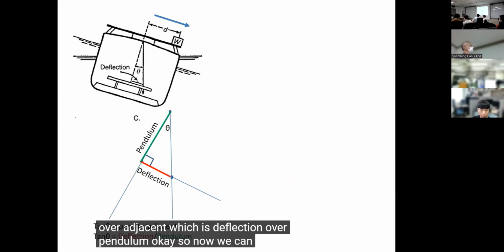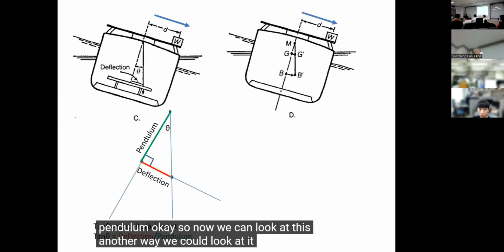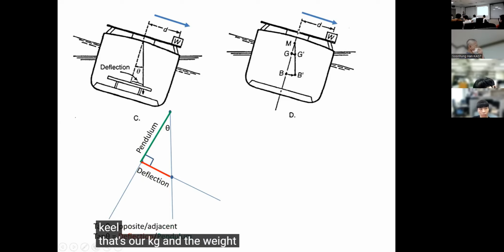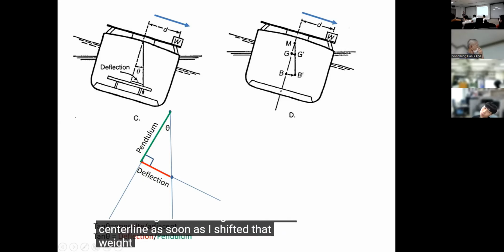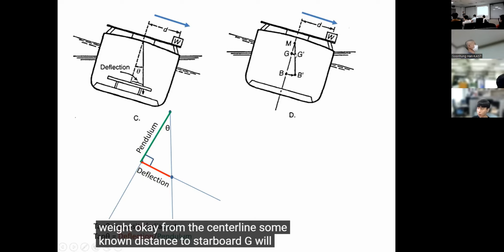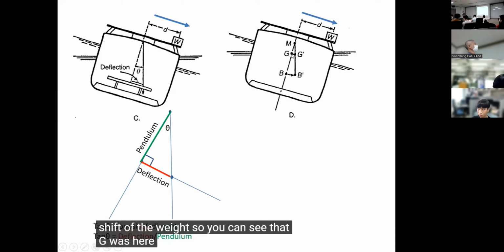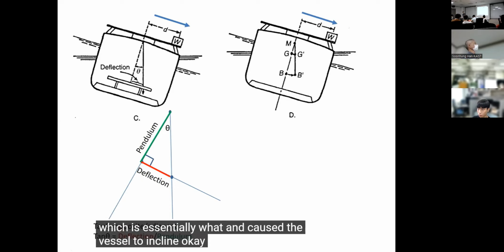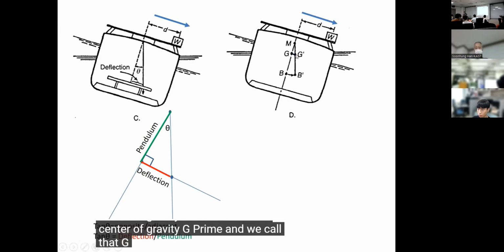Now, we can look at this another way. We can look at it from this perspective. I had a vessel, and it originally had a G here. Here's the keel, that's our KG. And the weight was on the center line. As soon as I shifted that weight from the center line to some known distance to starboard, G will shift as well. And G will shift parallel to the shift of the weight. So you can see that G was here. I moved that weight out there, and that moved the weight off center, which is essentially what caused the vessel to incline. So the center of gravity shifted from G to the new center of gravity, G prime, and we call that GG prime.